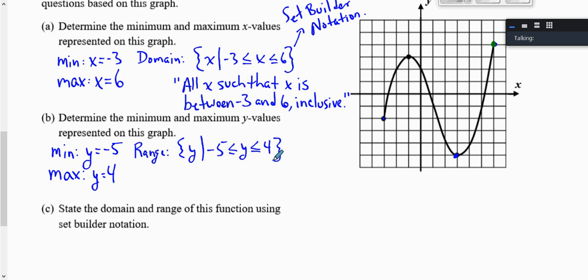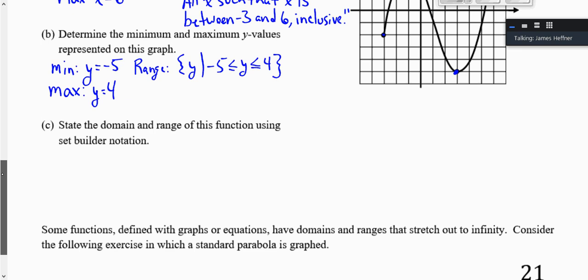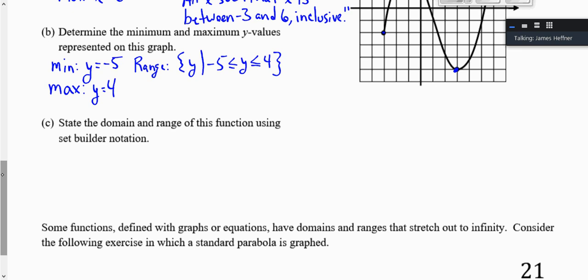And you know it's the range. Even if I didn't write the word range here, you know it's range because what does it lead with? Y. And up here, you know it's a domain because it leads with X. So you don't really have to write the words range and domain. All right, so they want us to state the domain and range using set builder notation. I've already done that, but we're going to enhance it just a little bit. So we need a little bit of symbolism here.